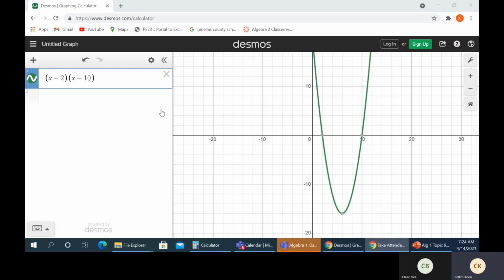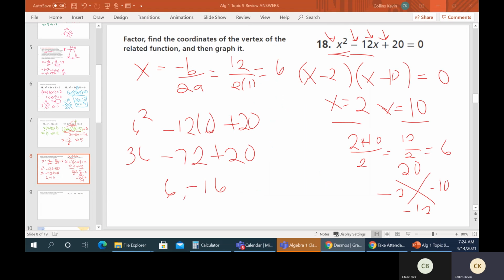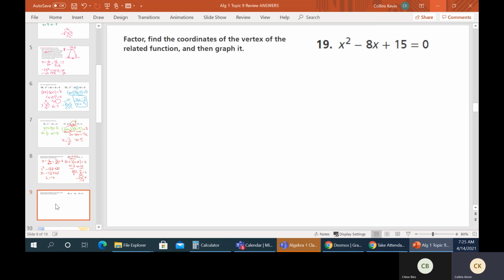All right, so let's get Desmos out of the way here. So Desmos exit stage left. Check out another one here. All right, so this one says factor, find the coordinates of the vertex. So this is the same kind of problem. Okay, so let's go ahead and do this one then. All right, so same thing, we're going to start off with factoring.